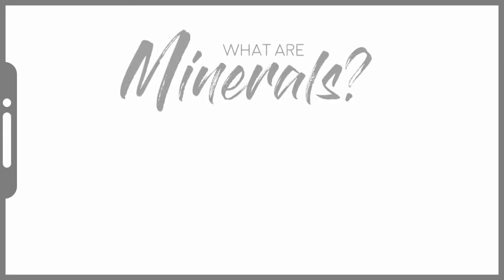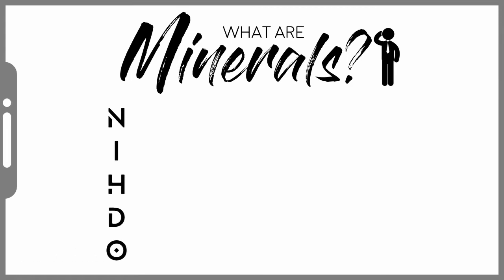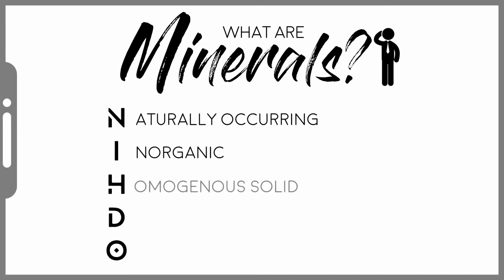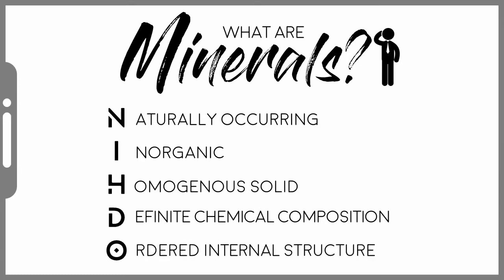So before we tackle the minerals used in making a smartphone, I will first describe what are minerals. In describing a mineral, we can use the acronym NIDO, or N, I, H, D, and O, which N stands for naturally occurring, I for inorganic, H for homogeneous solid, D for definite chemical composition, and O for ordered internal structure.